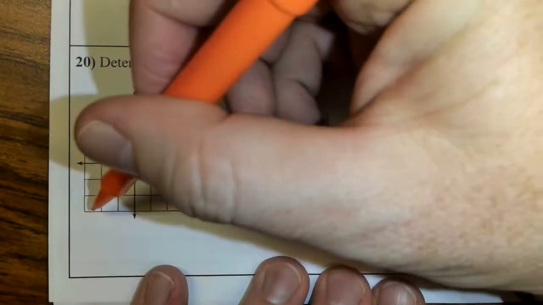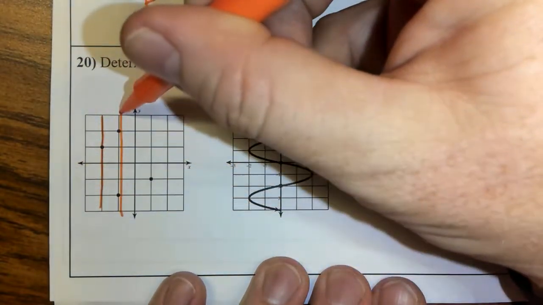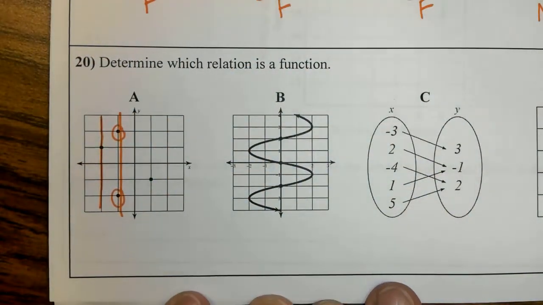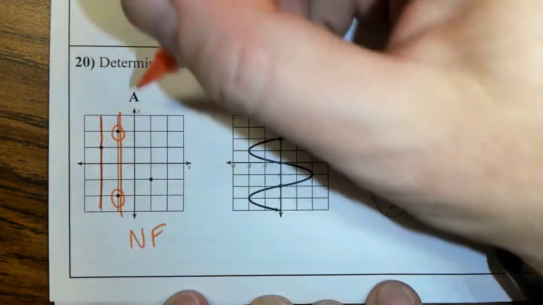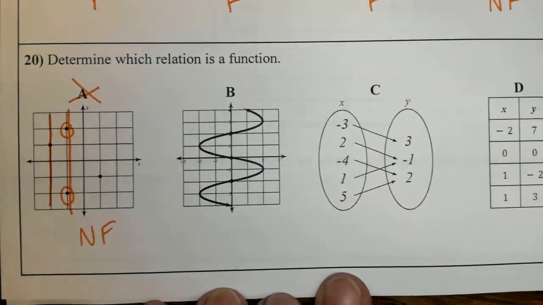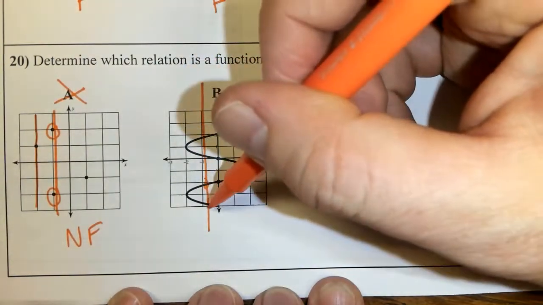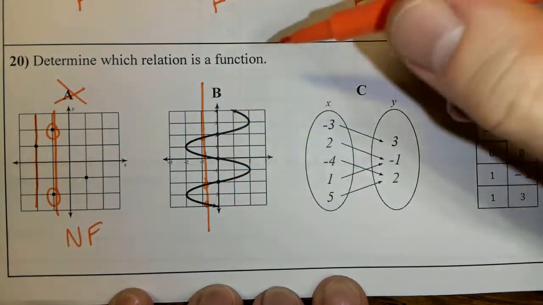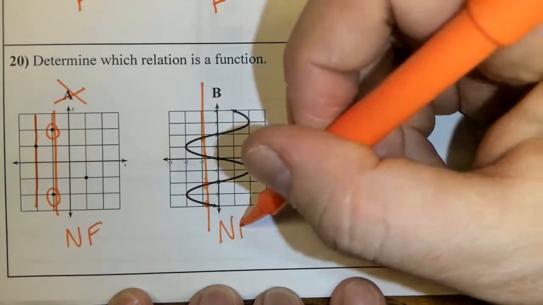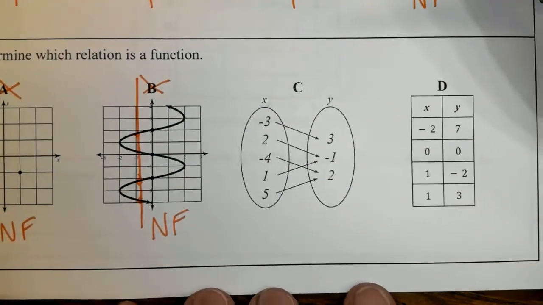A, vertical line test, 1 dot. I got 2 dots there, so that is not a function and not my answer. B, vertical line test. Anywhere I draw that, that is going to cross way more than once. That is not a function and not my answer.